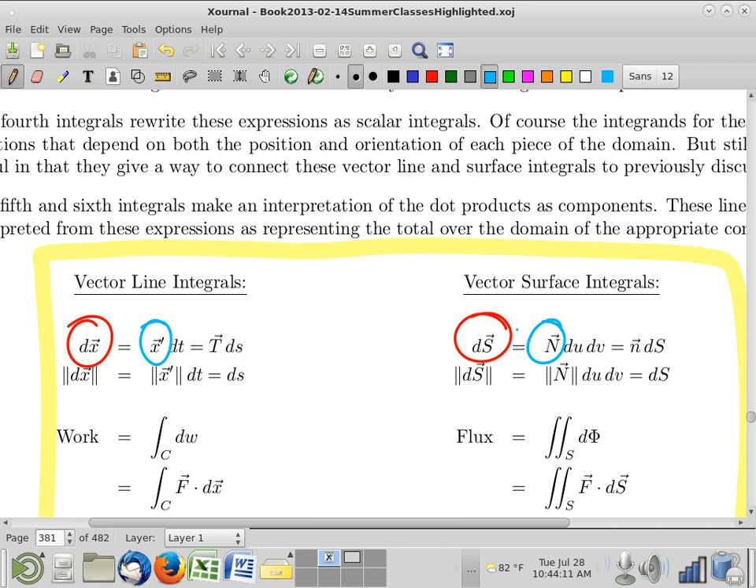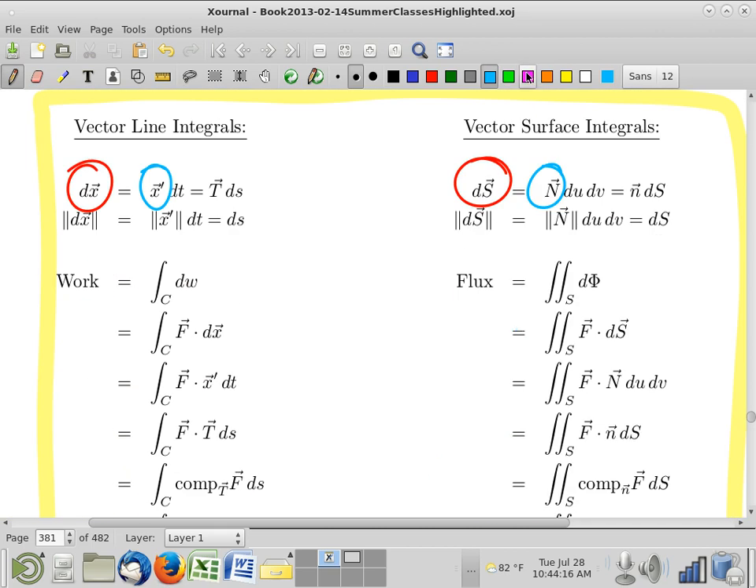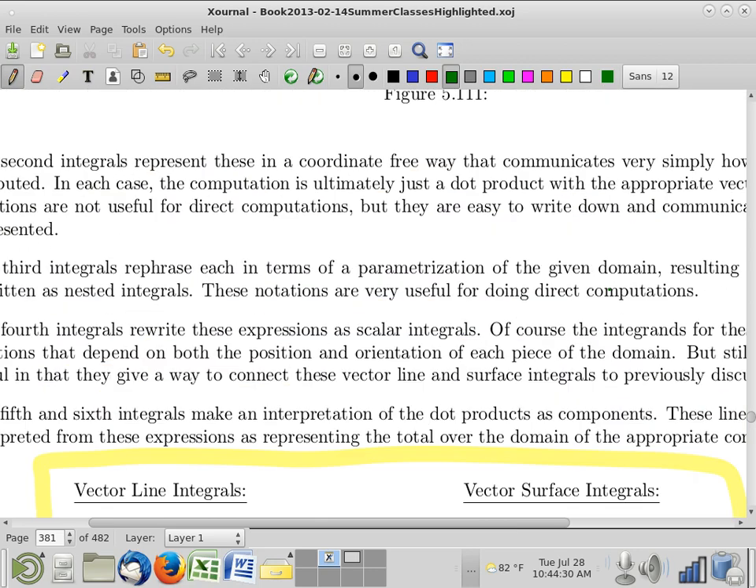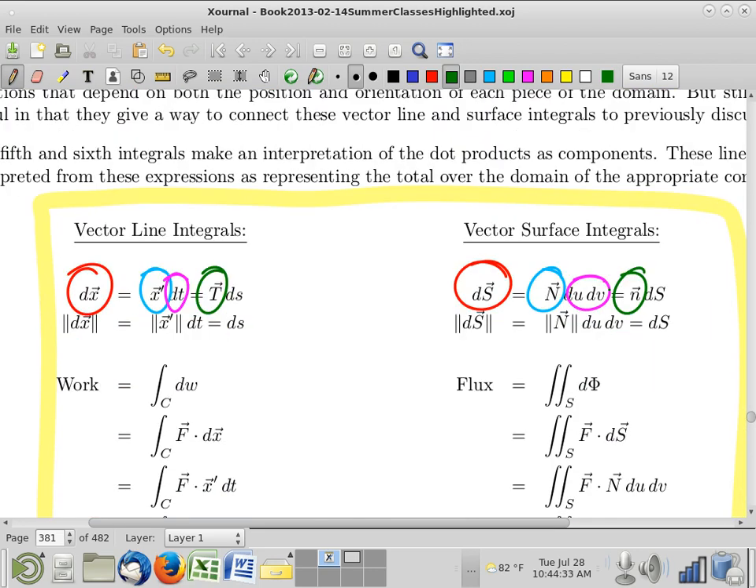One of these vectors that comes from the parameterization times the size in the parameter space, which is also a unit vector telling you orientation, times the size of the piece of curve or surface. Lots of analogies there. So dx and ds play analogous roles. X prime and n play analogous roles, etc. Capital T, little n play analogous roles.